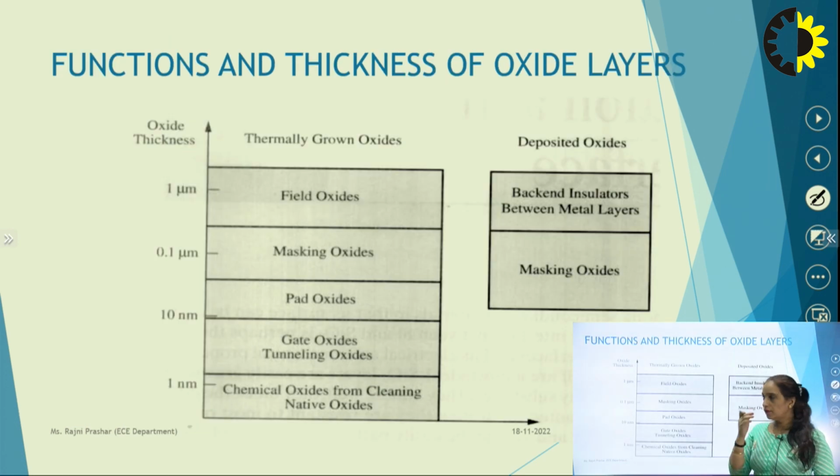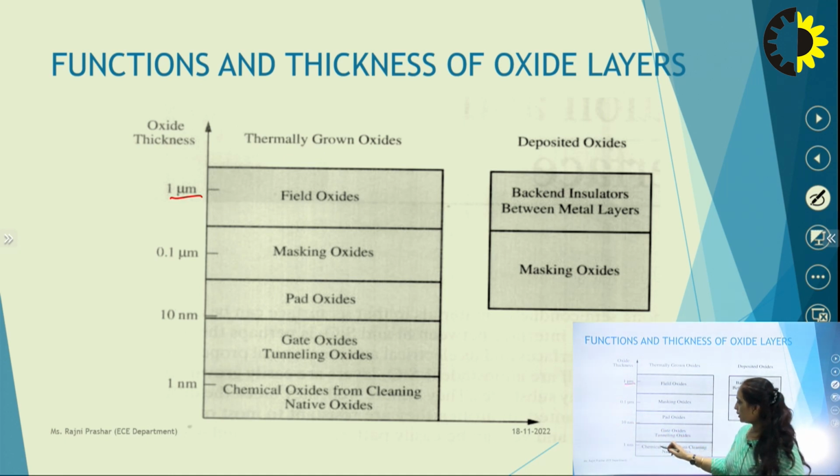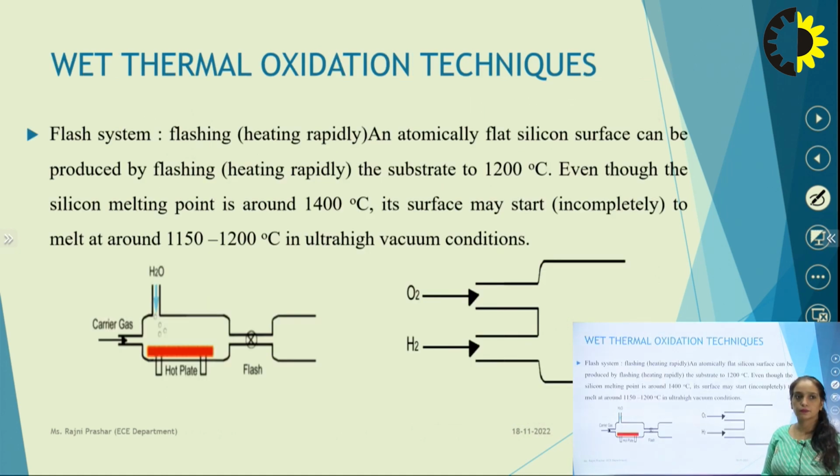So the thickness level for each application is different. For field oxide, it is 1 micrometer. For masking oxide, it is 0.1 micrometer. For pad oxide and gate oxide, it is 10 nanometer. The chemical oxide from cleaning and native oxides are 1 nanometer. Then we can have deposited oxides, which behave as a masking oxide.